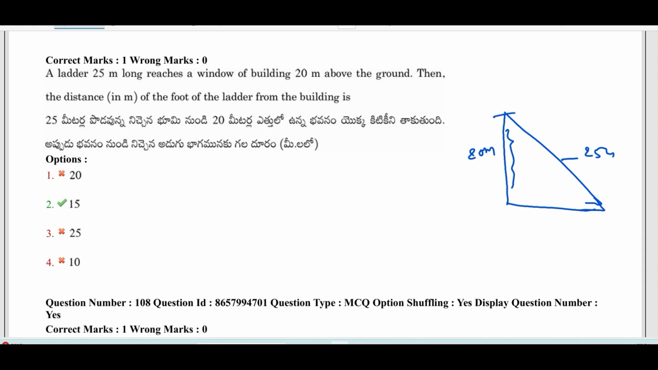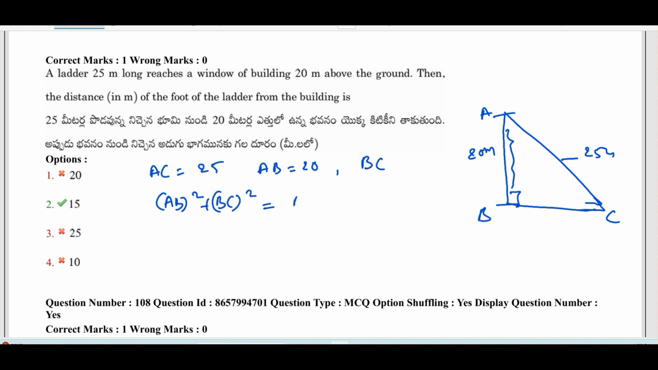ఓకేనా? సో ఇది ఒక బిల్డింగ్ అనుకున్నట్లయితే ఏబి ఒక బిల్డింగ్, ఏసీ ఒక ల్యాడర్ అనుకున్నట్లయితే ల్యాడర్ లెంత్ తెలుసు మనకు. ఏసీ లెంత్ 25 అండ్ ఏబి లెంత్ 20. దీంట్లో మనకు కావాల్సింది డిస్టెన్స్ బిట్వీన్ ద ల్యాడర్ ఫుట్ టు ది బిల్డింగ్, అంటే బీసీ. ఇది ఒక రైట్ యాంగిల్ ట్రయాంగిల్ ఫార్మ్ అయింది కాబట్టి పైథాగరస్ థియరం అప్లై చేసినట్లయితే AB² ప్లస్ BC² దట్ గివ్స్ యూ AC². From this AB² means what? 20² plus BC², we don't know, that is equal to AC² is what?